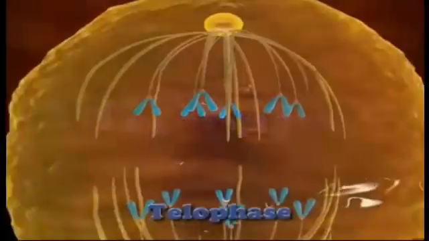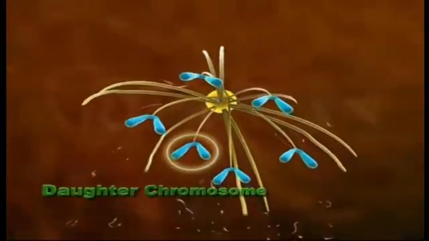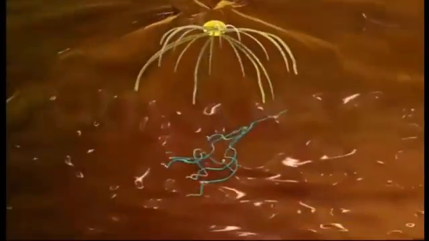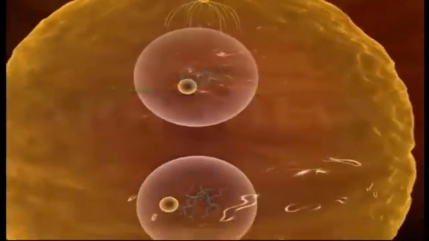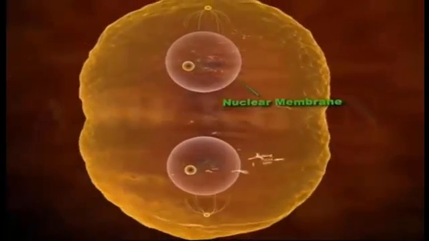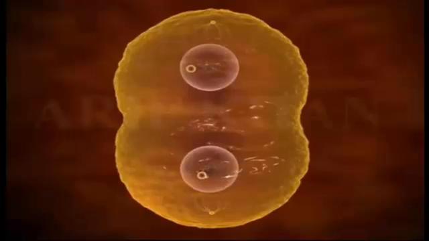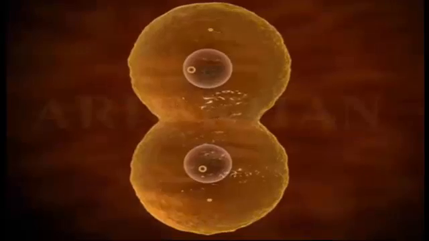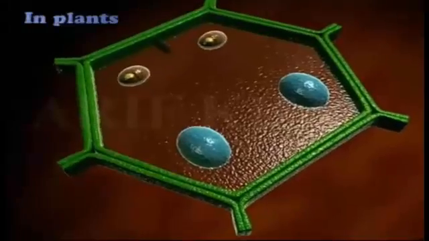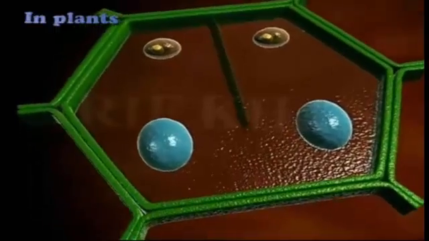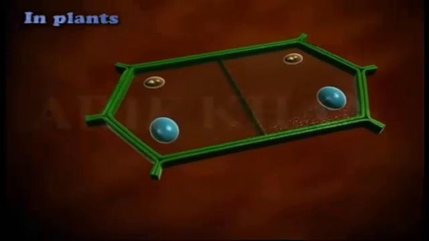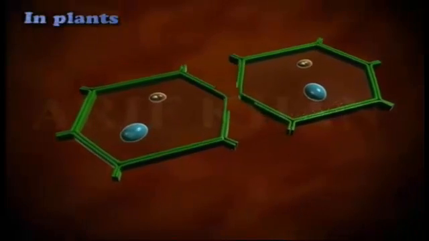During telophase, the daughter chromosomes arrive at the poles and chromatin starts to decoil. The nucleolus reforms along with the nuclear membrane. This results in the formation of a membrane around the two daughter nuclei. Cytokinesis is the partition of the cytoplasm. In plants, new cell wall formation is triggered at the center of the cell by formation of the cell plate. The cell plate grows and divides the existing cell into two daughter cells.